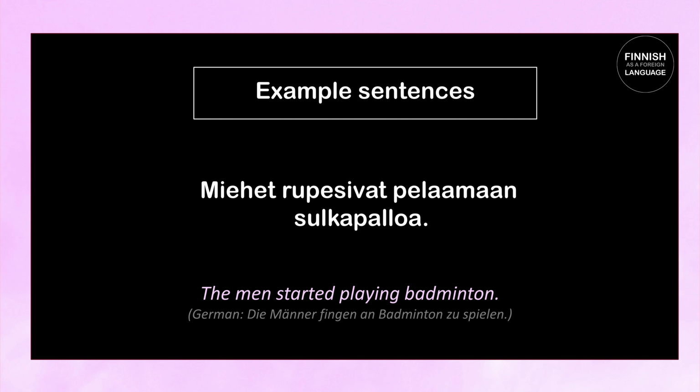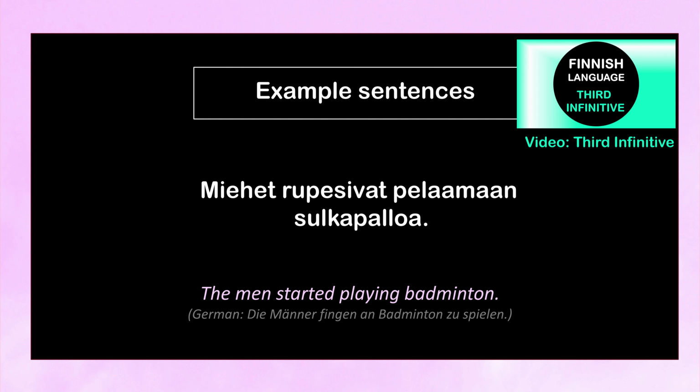Next one. Miehet rupesivat pelaamaan sulkapalloa, meaning the men started playing badminton. So let's go step by step. Miehet means the men. It's the nominative plural of the noun mies, which means man. Then we have rupesivat, which is the third person plural past tense of the verb ruveta, which means to begin or to start. Then we have pelaamaan, which is the illative of the third active infinitive of pelata, which means to play. Then we have sulkapalloa, which is the partitive of sulkapallo, which means badminton.